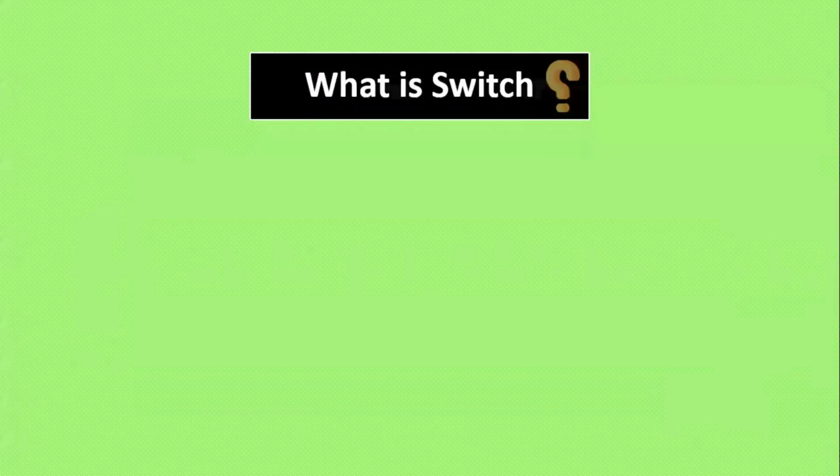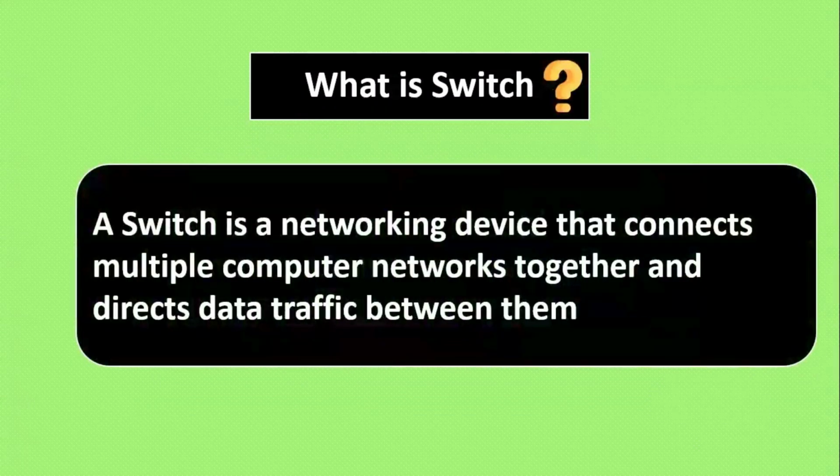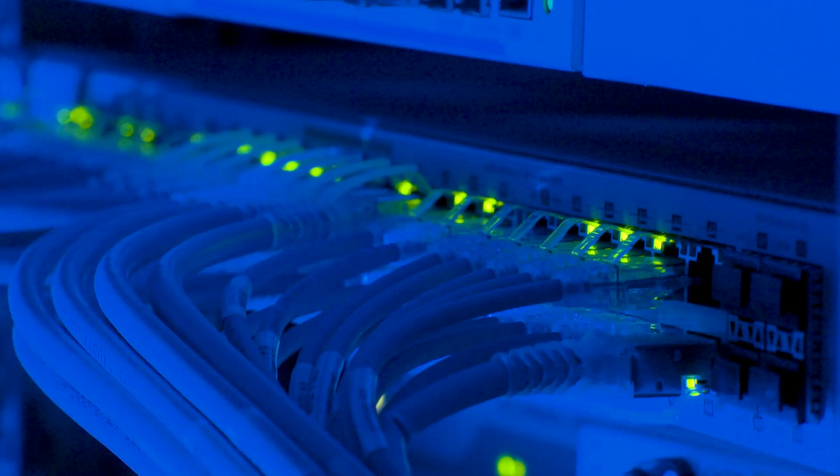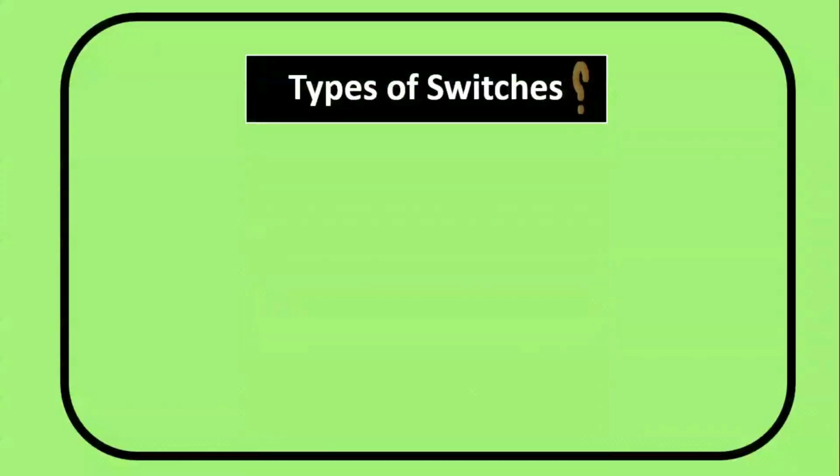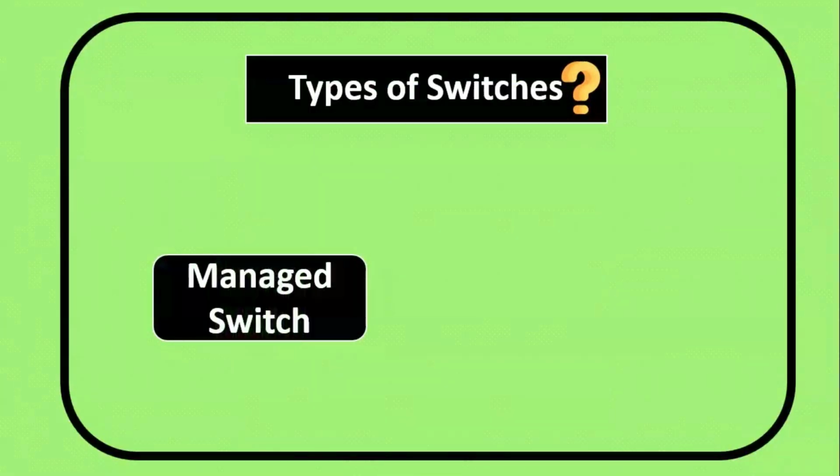What is a switch? A switch is a networking device that connects multiple computer networks together and transfers data from one node to another. And types of switches: we have two types of switches. One is the managed switch, and the other one is the unmanaged switch.